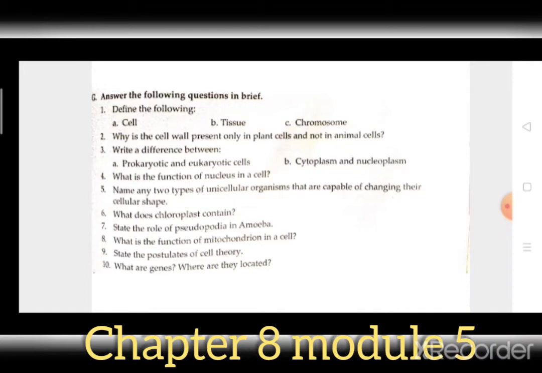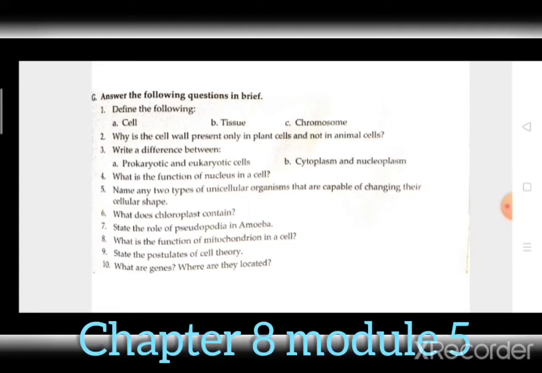Then tissue is formed by many cells. That means a group of cells that performs a particular or specific function, then that is known as tissue. Then third one is chromosome. Chromosomes are the rod-like structures which contain chromatin material or DNA, which helps in inheritance of characters or traits from parents to offspring.